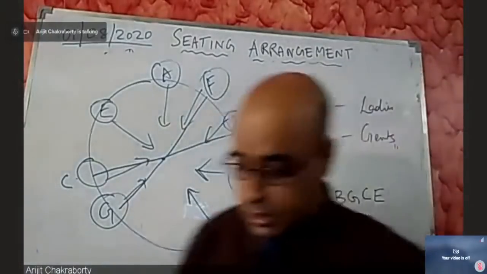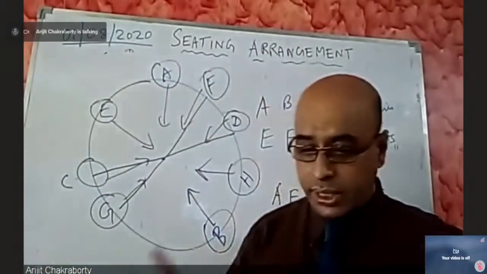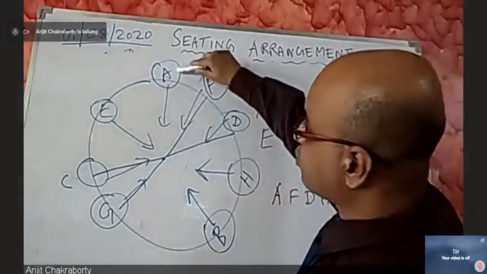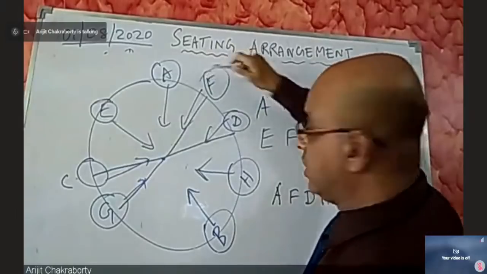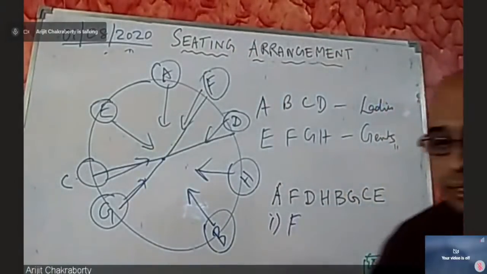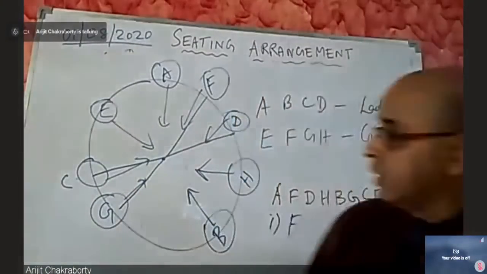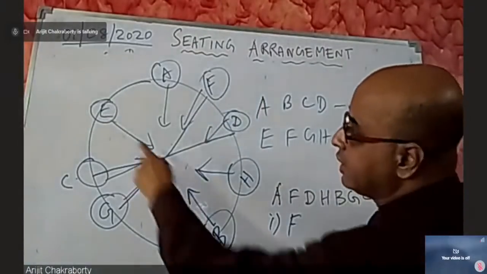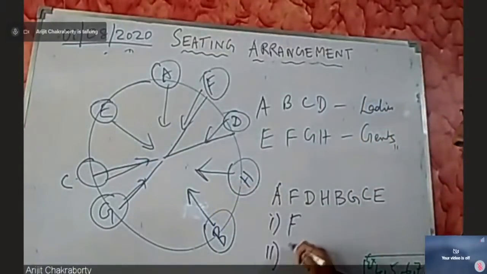Let's see what was the question here. The question is, who is sitting to the left of A? Question number 1. The person sitting to the left of A is F. So the answer to the first question is F. Second question is, E is facing whom? Now if you see, E is facing H. So the answer is H.